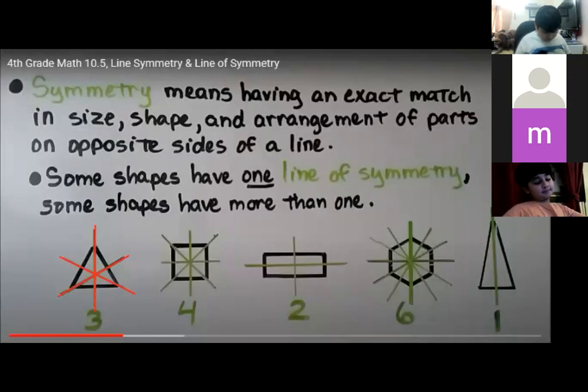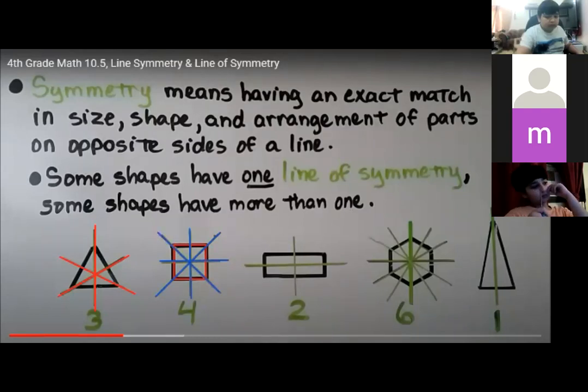Square. Square, exactly. How can we cut this square into two equal pieces? Can we cut it like that? Yes, we can. Okay, so this is the first line of symmetry. Can we cut it like that? Yes, we can. So can we cut it like that? Yes. And also, can we cut it like that?